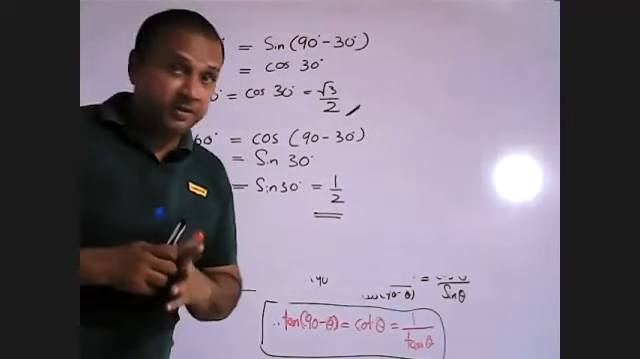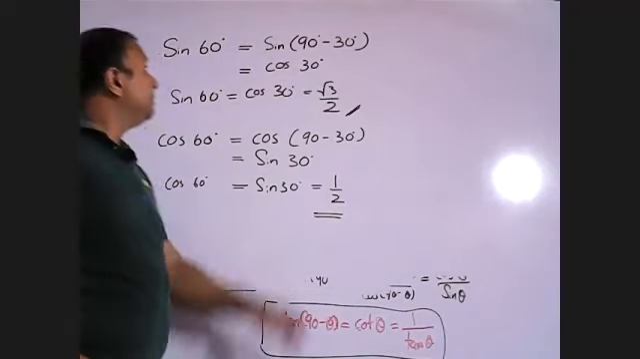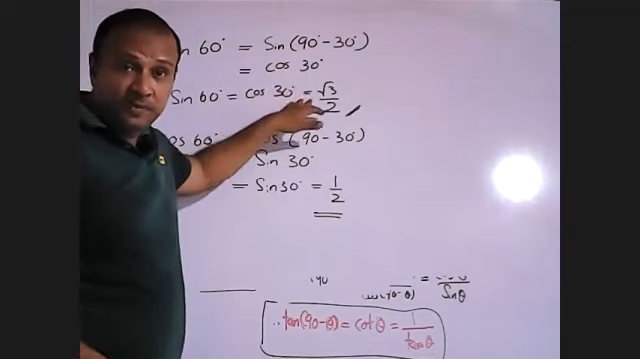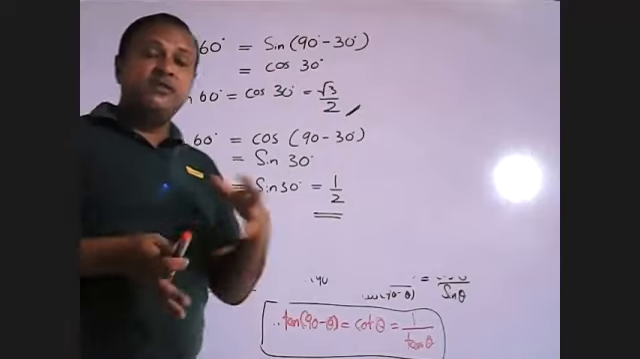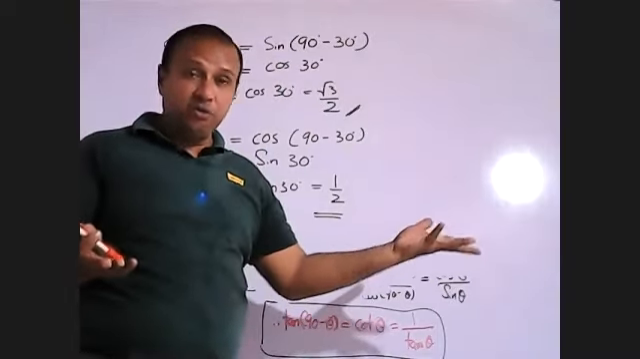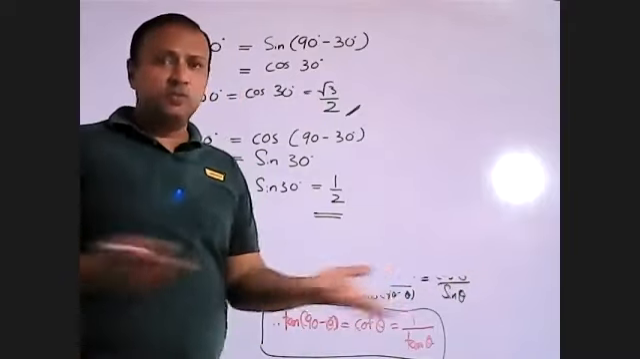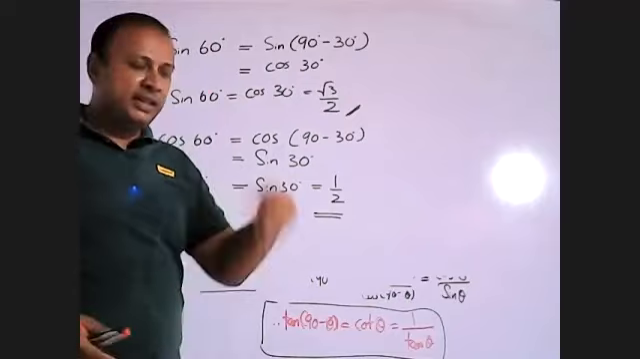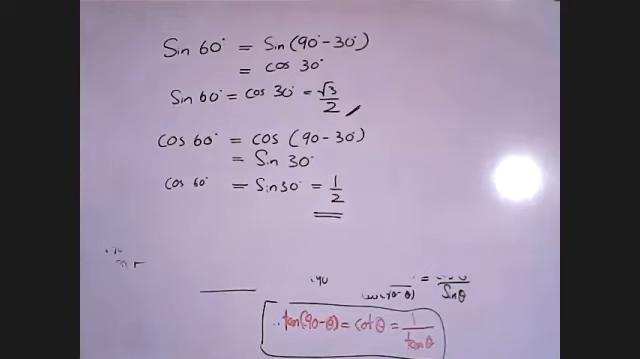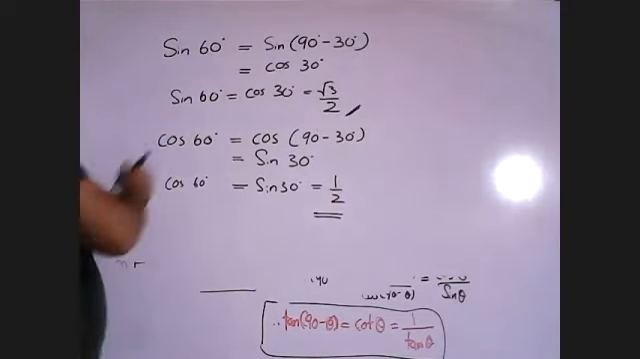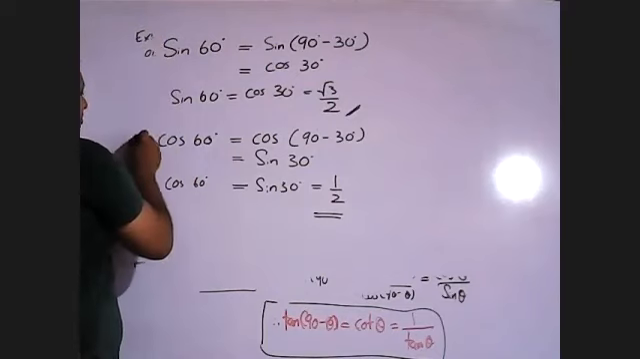This is a very important relationship, the 90 minus 30 relationship. Sin 60 is equal to cos 30, cos 60 is equal to sin 30. That is why sin 45 and cos 45 are both equal, no? Because 90 minus 45 means again 45. Therefore both should be equal. That's why they are equal to 1 over root 2. Okay. Write these two examples. Example 1, example 2.